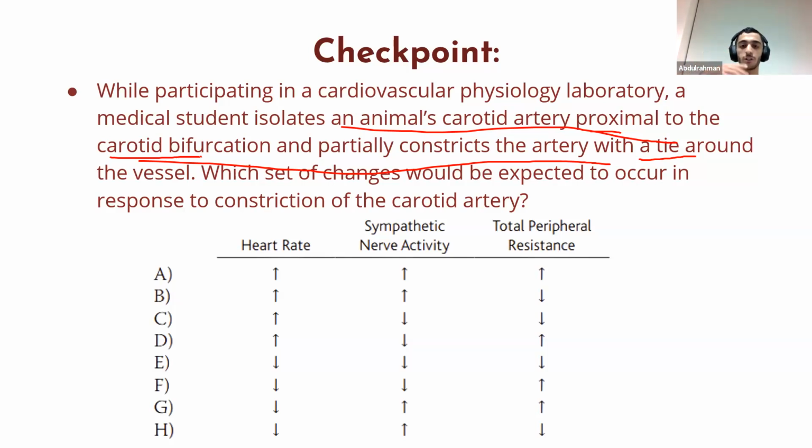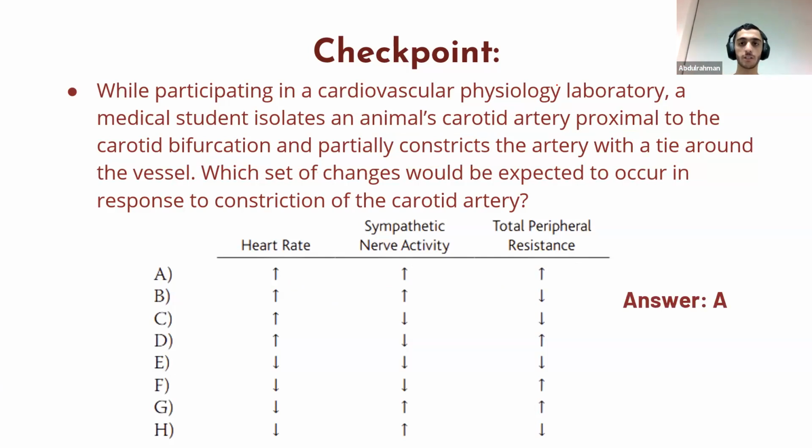Does it increase its firing or decrease its firing? It decreases its firing, because there is less blood pressure. So there is low blood pressure. With low pressure, there is low firing, low stretch, low activity. So we have low activity of the baroreceptors. And since there is low activity of the baroreceptors, there is going to be more sympathetic and less parasympathetic. It's going to be the opposite of everything. So with more sympathetic, we're going to have more heart rate and more resistance, leaving the answer to be A.